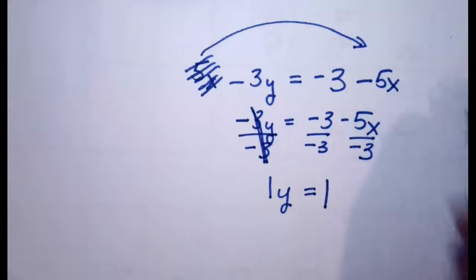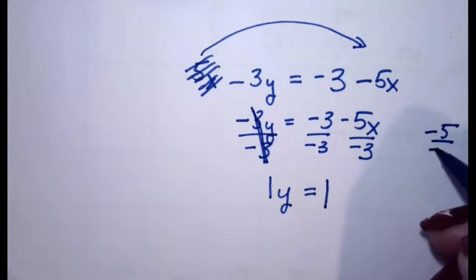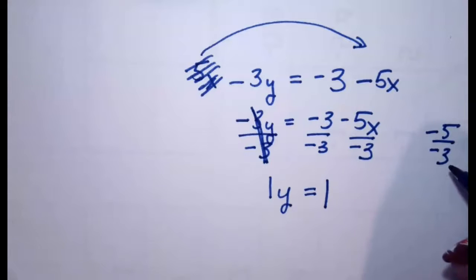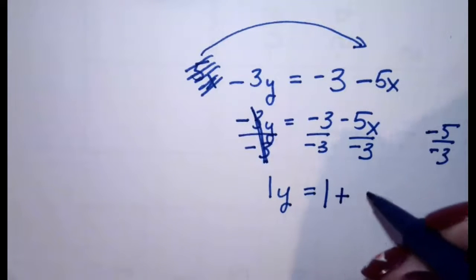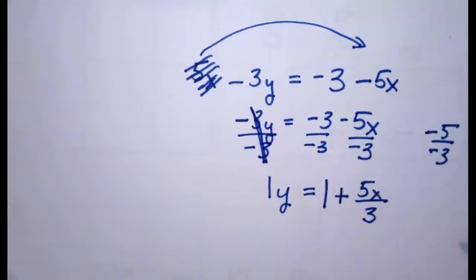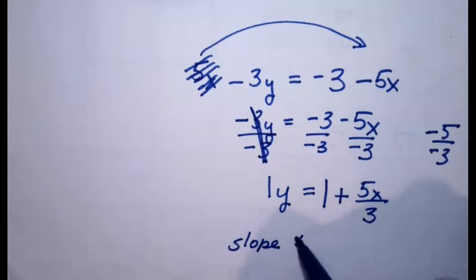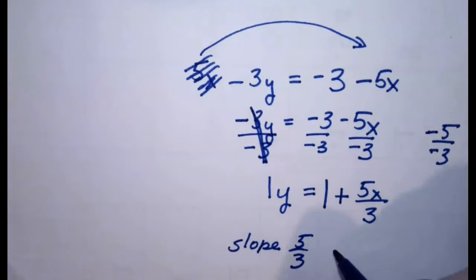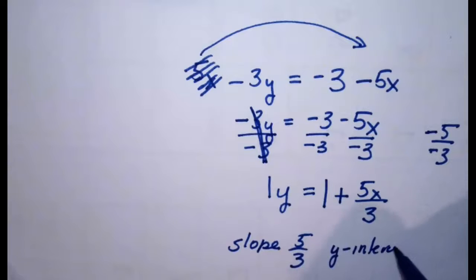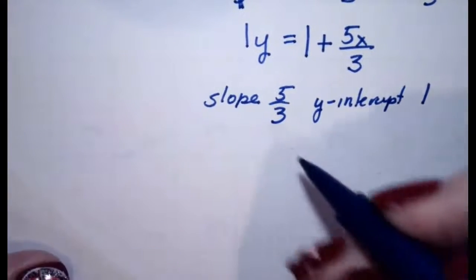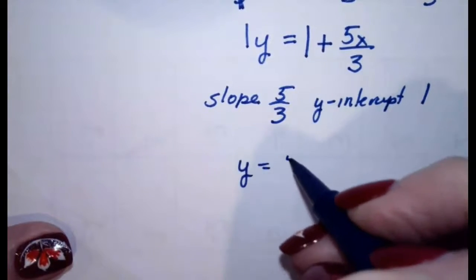I go to the next one. Well, what is negative 5 over negative 3? If you forget, think with your calculator, but a negative divided by a negative is a positive. So, my slope is 5 over 3, not 5 over 3x. My y-intercept is 1.